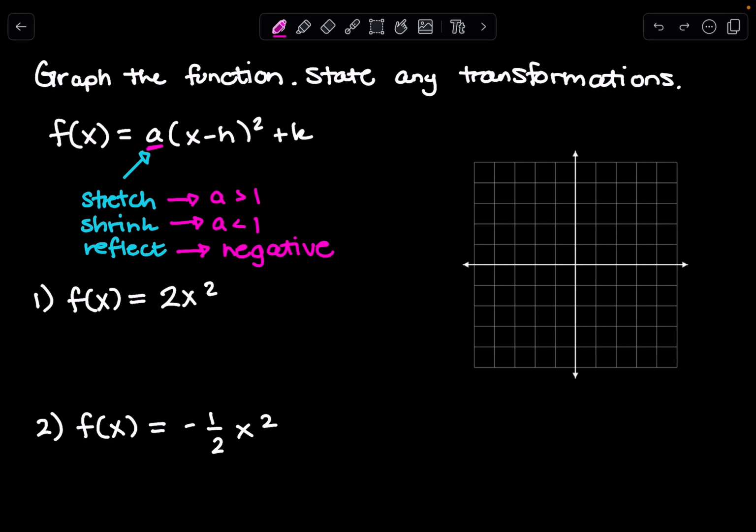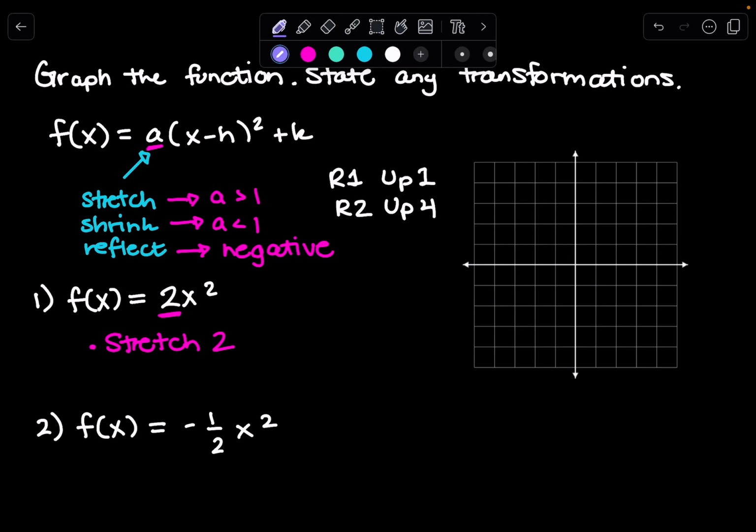All right, let's take a look at number 1. This 2 out front is going to represent a stretch of 2. Now, there's a pattern with quadratics you need to know. The pattern is right 1, up 1, right 2, up 4. Stretches and shrinks are going to change the up-down values, right?